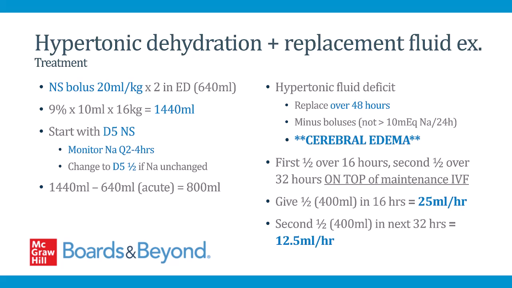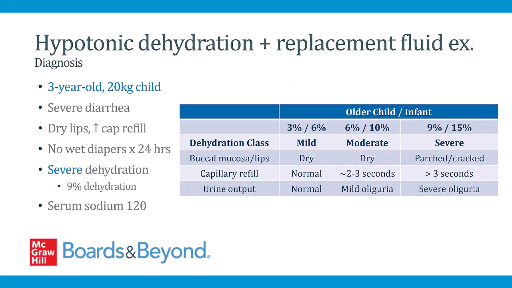So therefore, you would give the first half, or 400 mL, in 16 hours, which would equate to 25 mL per hour, and then give the second half, or 400 mL, in the next 32 hours at a rate of 12.5 mL per hour. Again, this is on top of maintenance IV fluid needs. Now let's do another example.